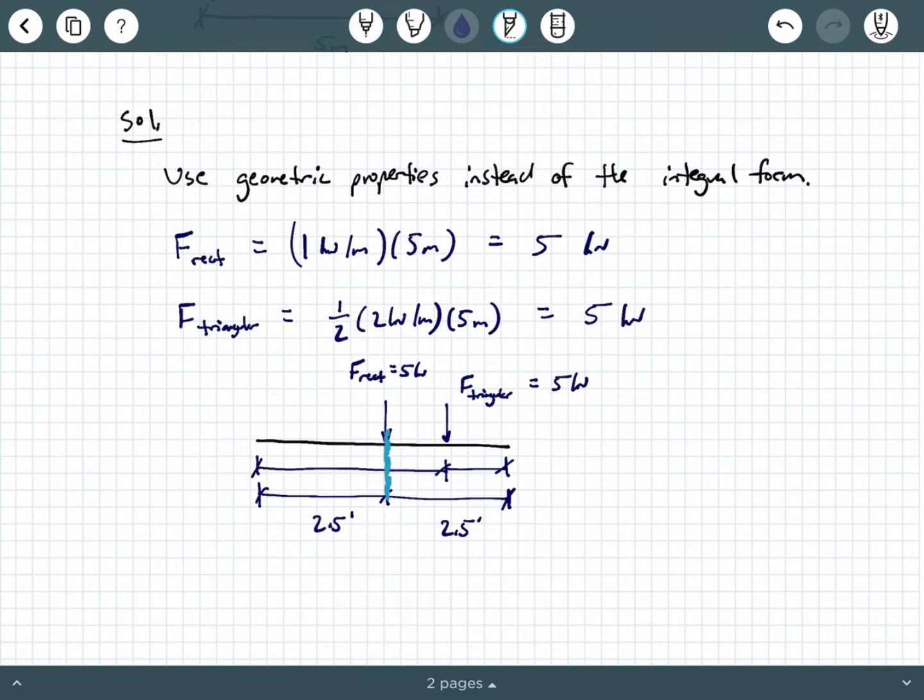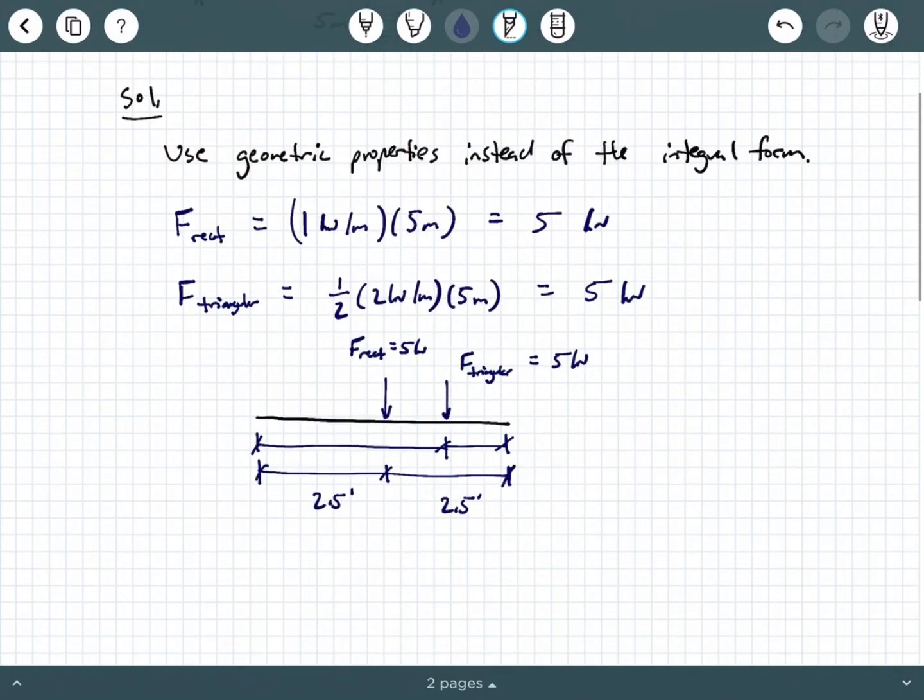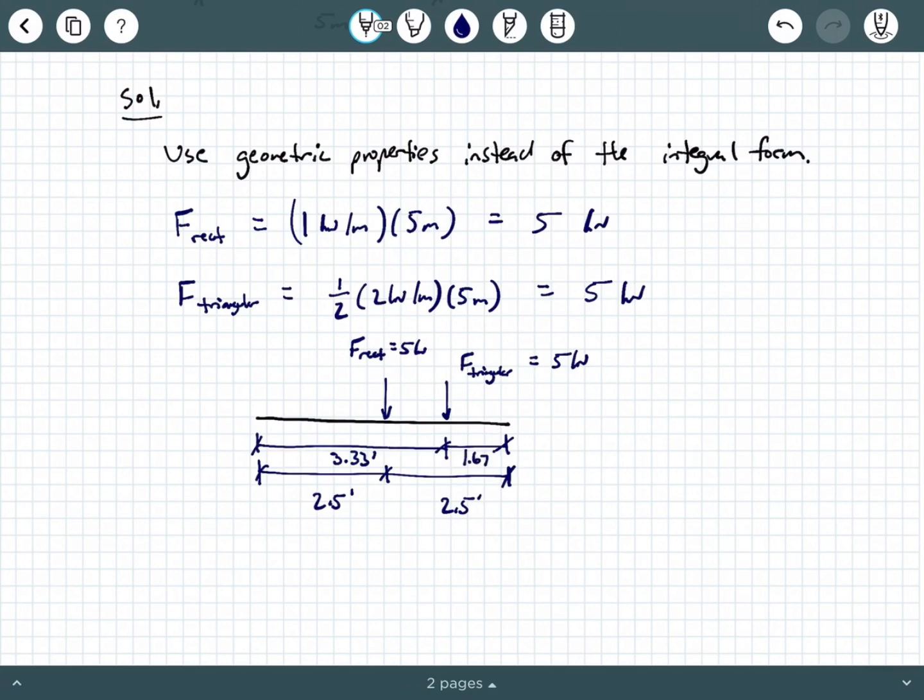And you can definitely see that that's the dimension line for the rectangular load, the equivalent rectangular load. And then what about the equivalent load due to the triangular load? Well, that's going to be 2/3 of 5 feet. So we can say 10 over 3, so that would be 3.33 feet. And from the other point, that would be 1.67 feet over here.